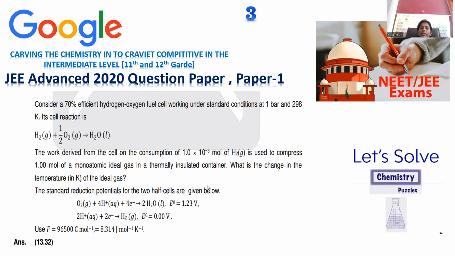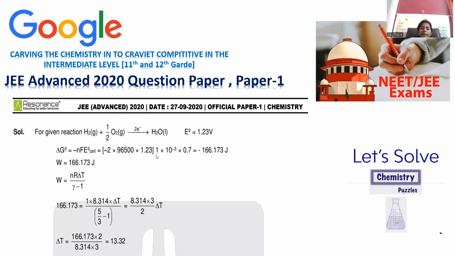Delta T is to be determined. The change in the temperature is called delta T. For that purpose, we are writing the equation once again. Hydrogen plus half O2, by gaining 2 electrons, forms water, where 1.23 volts will be generated. This is the standard electrode potential of this entire fuel cell. This gives a free energy delta G naught. Delta G naught is equal to negative nFE naught cell.